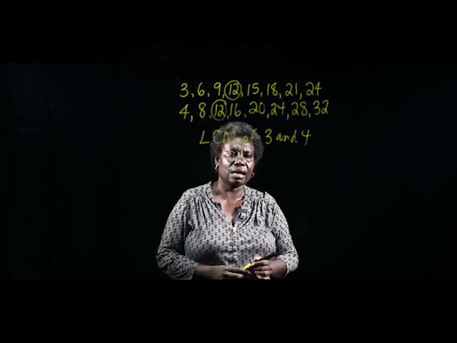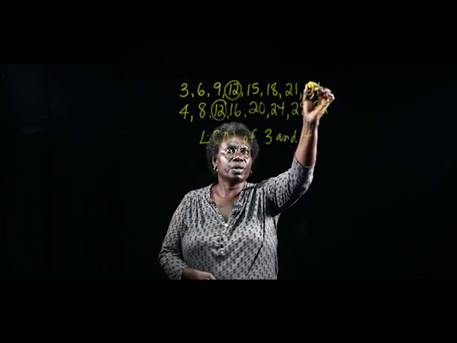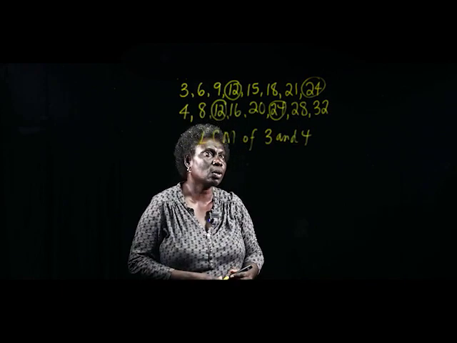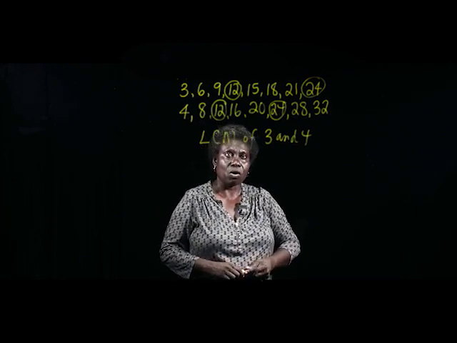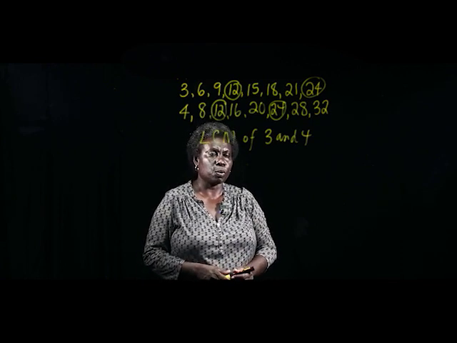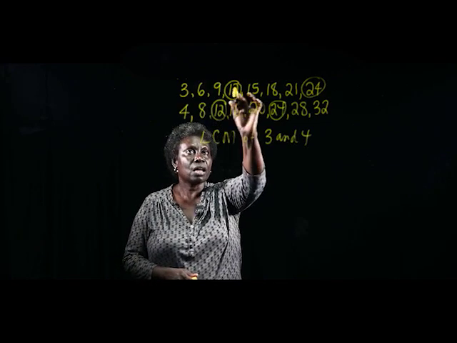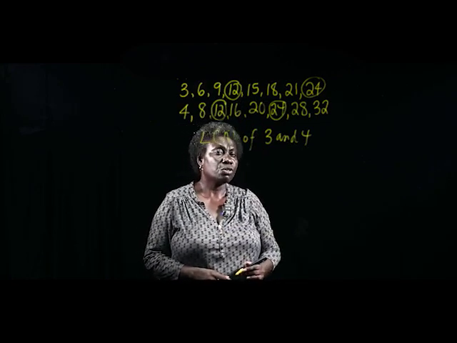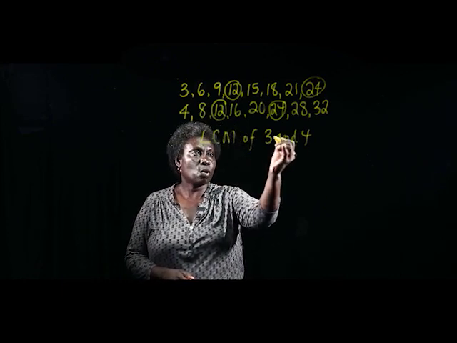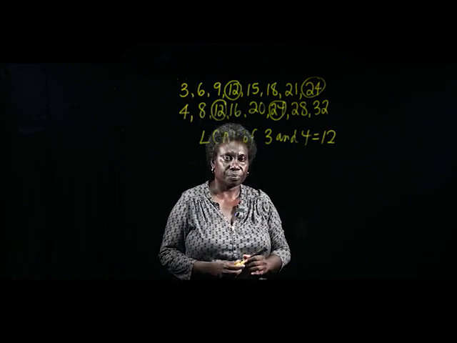Now, let's look at another multiple of 3 and 4 that is common. I think we have 24. 24 is another common multiple of 3 and 4. Now, the LCM, or the lowest common multiple of 3 and 4, is 12, because 12 is the lowest multiple that is common to both 3 and 4. So, LCM of 3 and 4 is equal to 12.